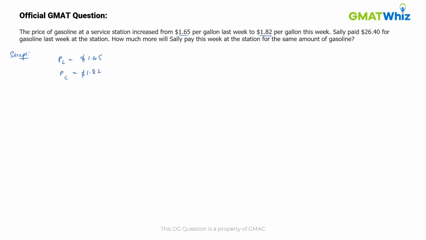We are given that Sally paid a total of $26.40. So the amount paid is equal to 26.40. We have to find how much more Sally will pay this week at the station for the same amount of gasoline. Now let's move on to step 2 and understand the methodology.